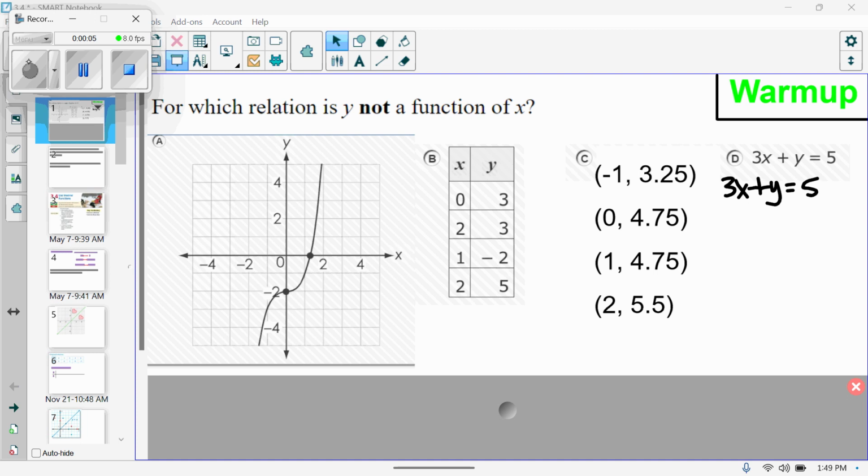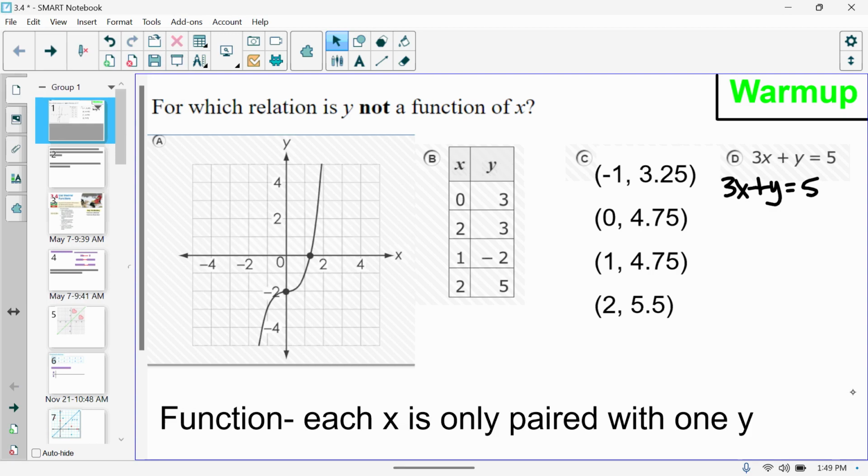Okay, so back in Algebra 1, you learned the definition of a function. I have that definition for you down at the bottom. You're probably going to want to write that down in your notes, especially if you forgot it from Algebra 1. So each x can only be paired with one y.